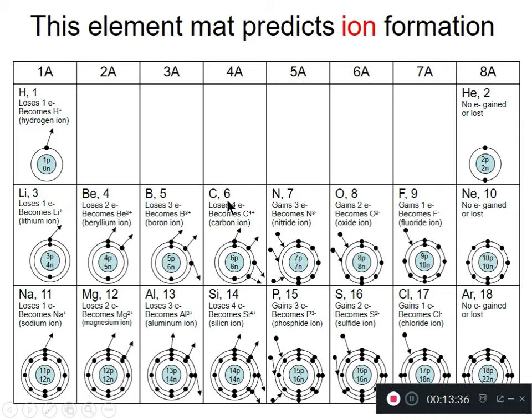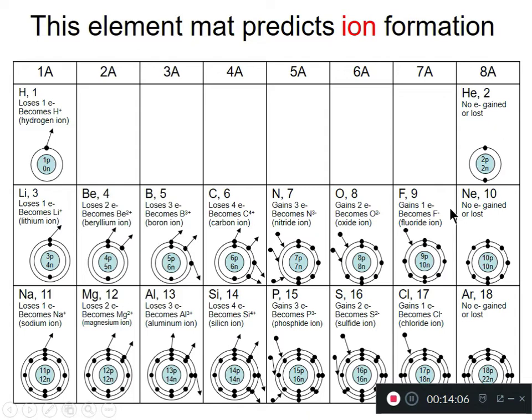So I'm seeing a pattern here, right? Carbon loses 4, 1, 2, 3, 4. Oh, whoa, my pattern broke. Nitrogen gains 3. So it gains 3, and it looks like they go in this outermost orbit. And oxygen gains 2, and they go in this outermost orbit. Fluorine gains 1, and goes in the outermost orbit. Neon doesn't do anything. No electrons gained or lost.